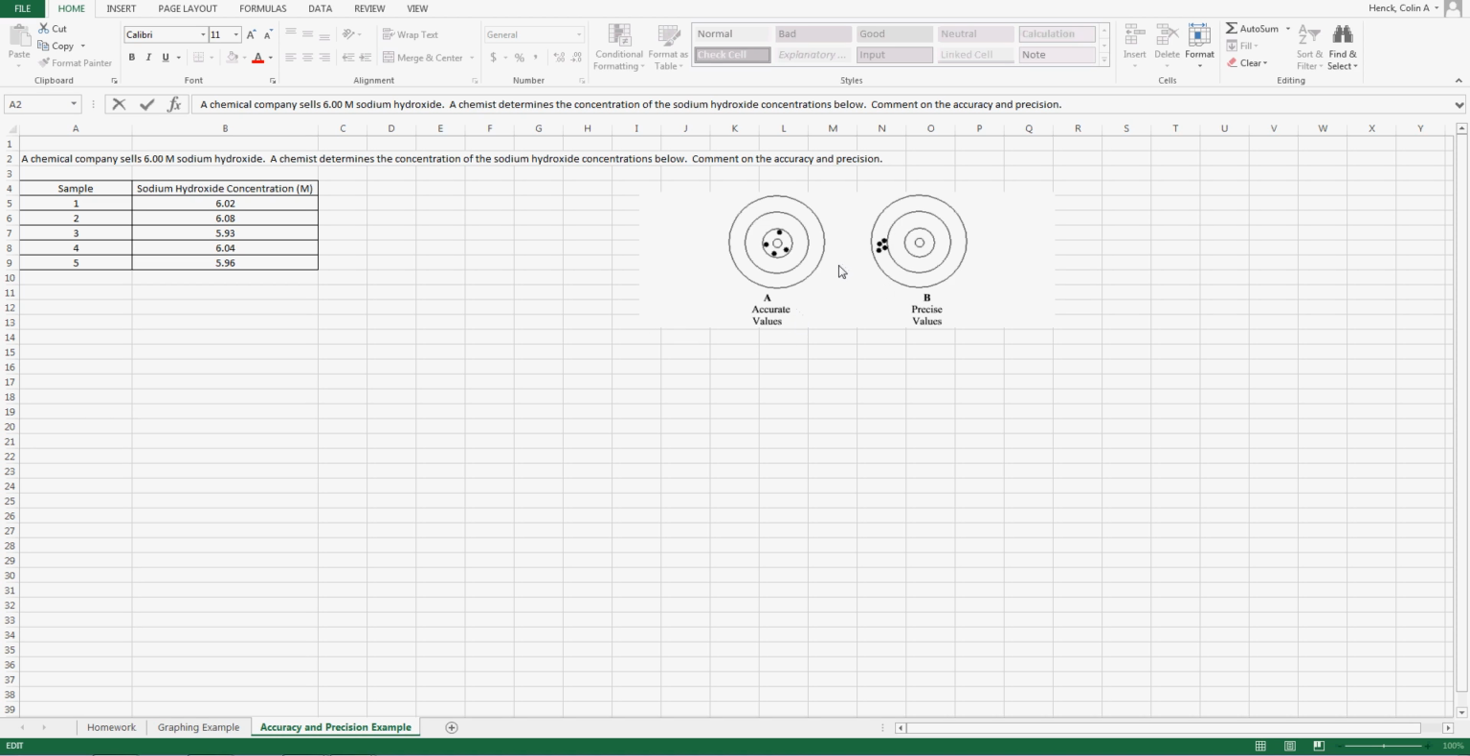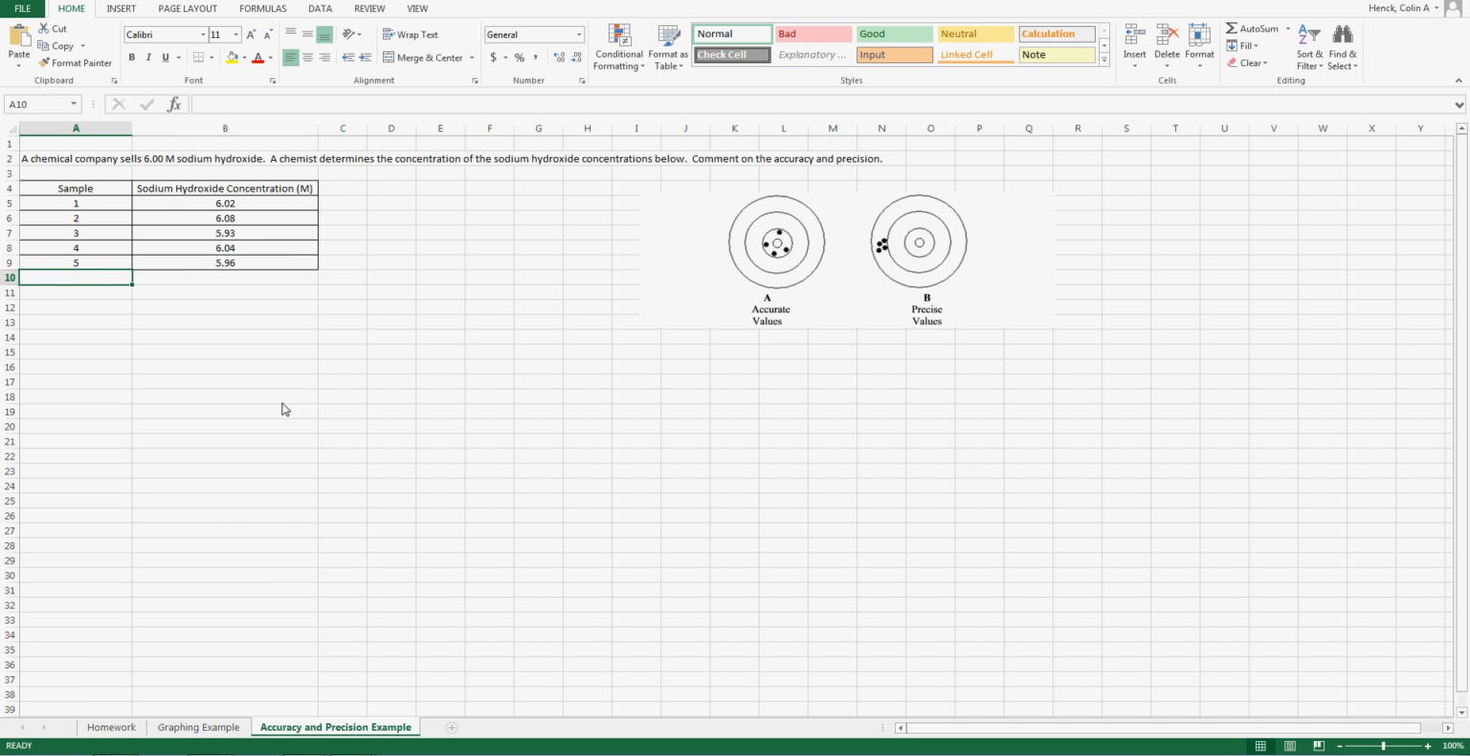At the end of the day, the thing to remember is accurate means very close to what it's supposed to be, and precise means very close to each other. And also values can be both accurate and precise. Now to speak about this mathematically. Mathematically, it's a little bit different.